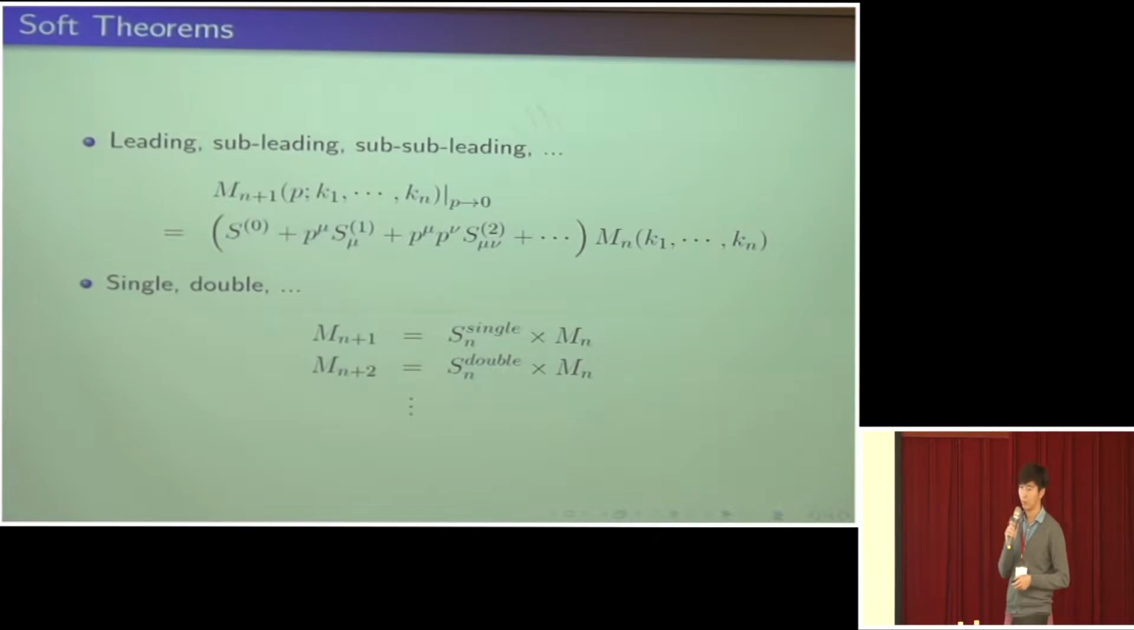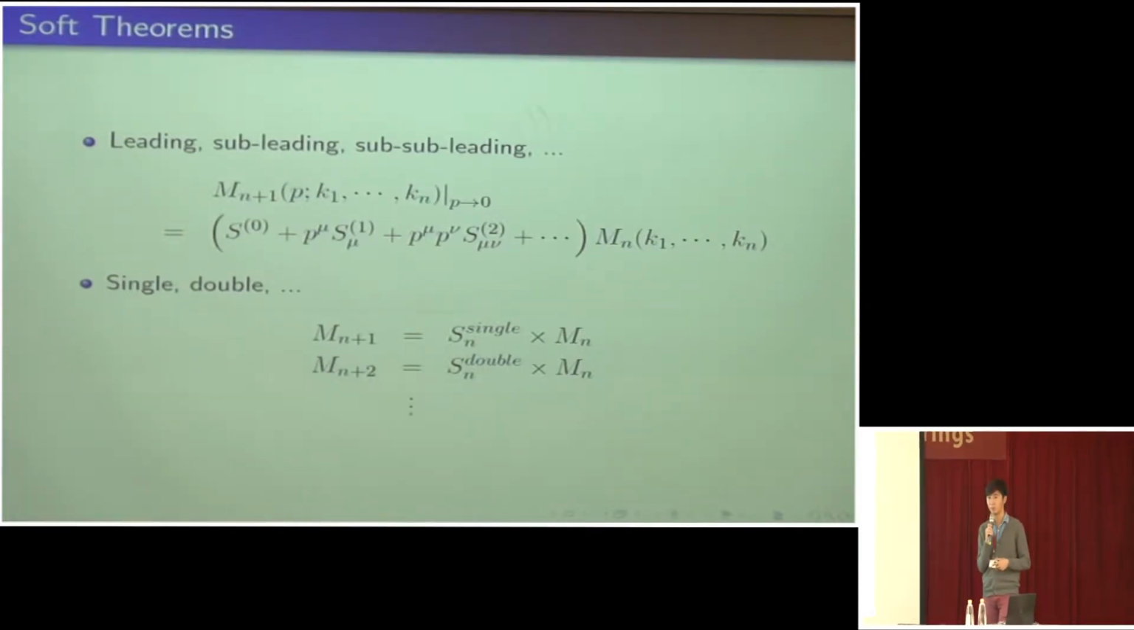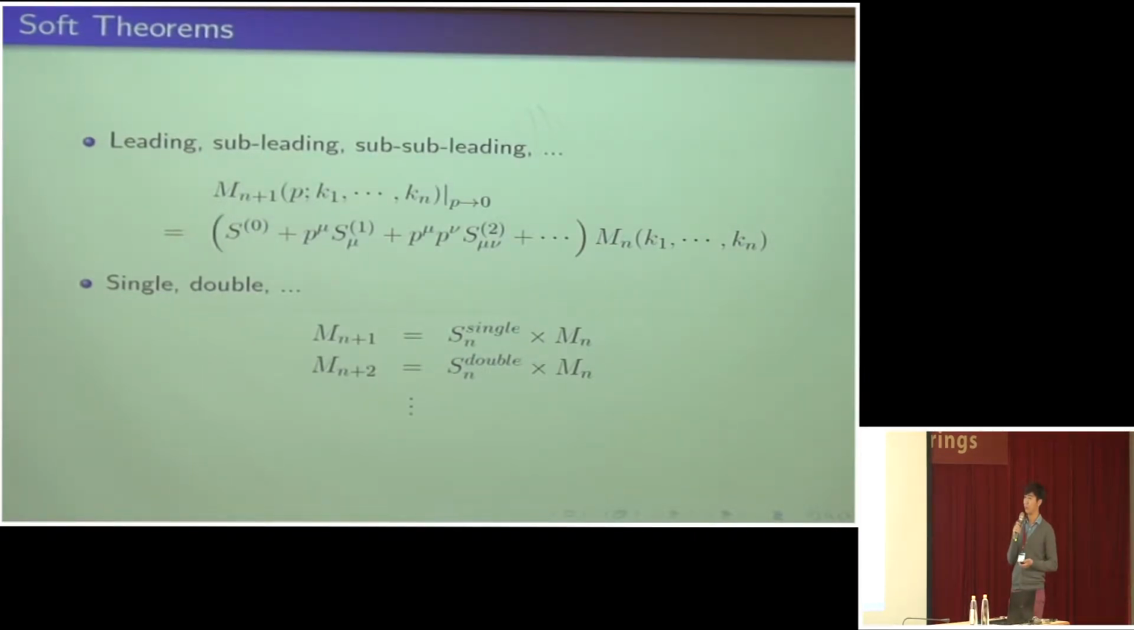Okay. What is a soft theorem? A soft theorem is that if we have an amplitude and we take one of the legs to be soft, which means we take the momentum to be approaching zero, then the amplitude will be proportional to the lower point amplitude, in which the soft leg is removed. Then if we take the n+1 point amplitude, take the p to be 0, then it will be proportional to the n point amplitude, without this p particle in it.